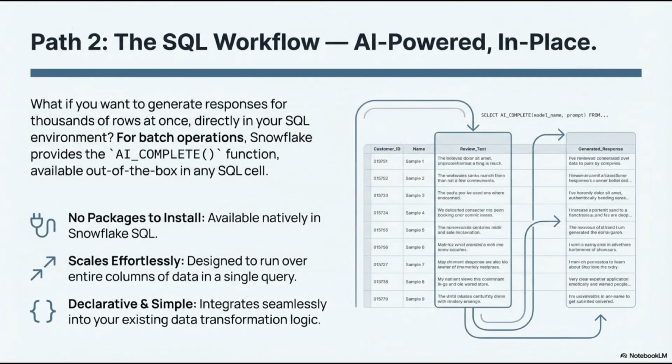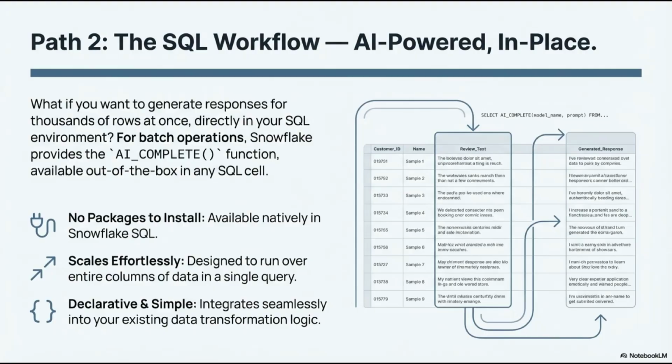Now let's switch gears completely. Path 2, the SQL workflow powered by the AI complete function. Right. If Python is the custom high-end workbench, what's SQL? SQL is the industrial powerhouse, plain and simple. If your priority is generating text across tens of thousands or even millions of rows, high-volume, brute force batch processing, SQL is inherently built for that. It just bypasses all those intermediate steps we just talked about.